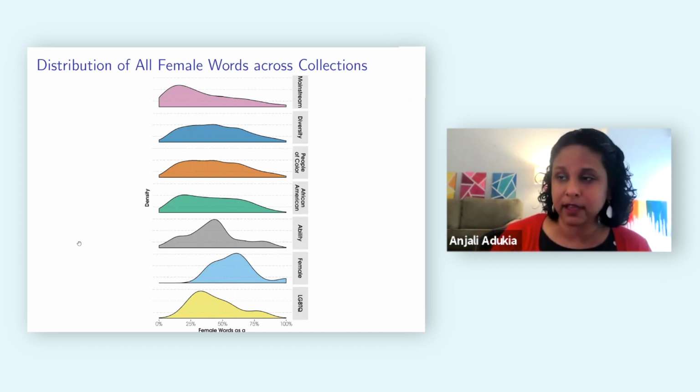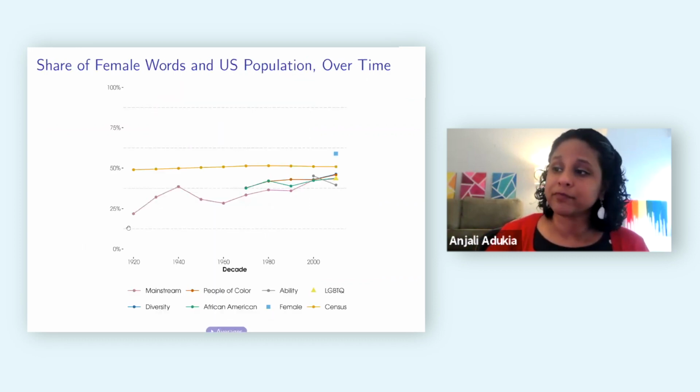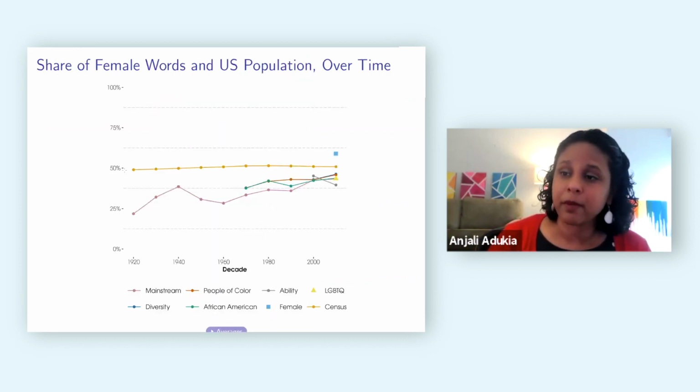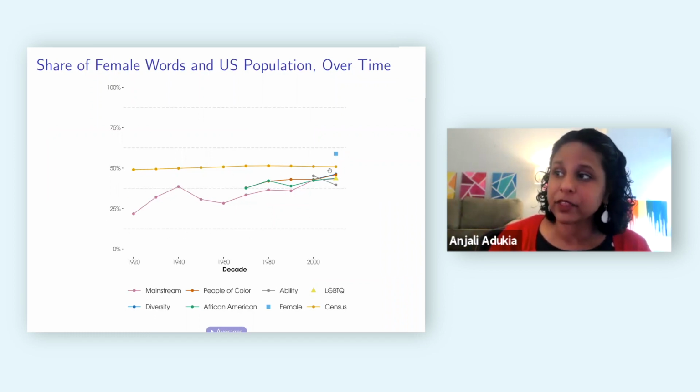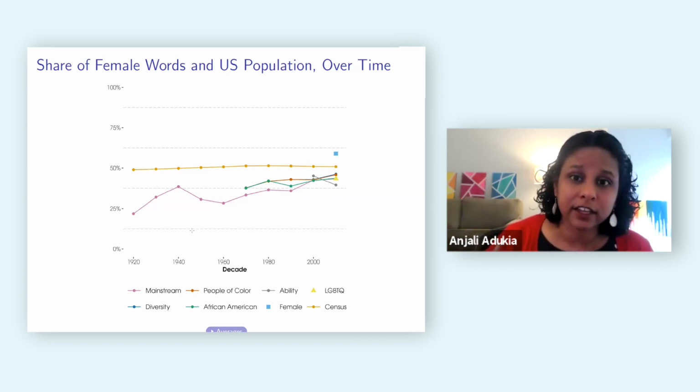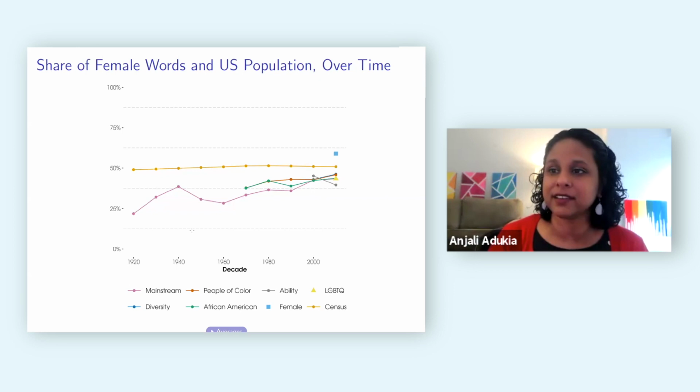And again, if you think about the population share of females over time, what's interesting is that for every single collection, except for the female collection, they are all on average less than half, and never actually reach the US population share.